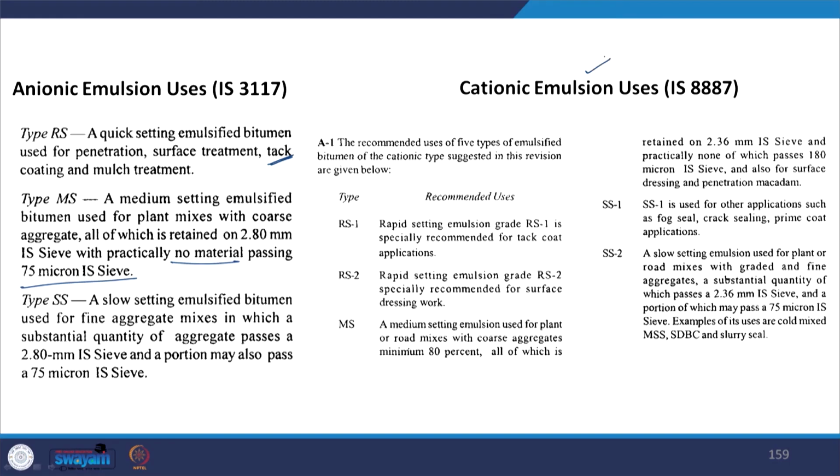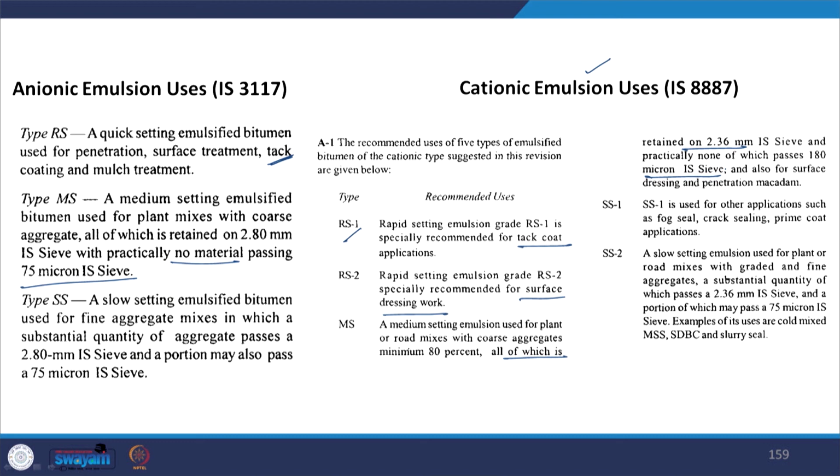Similarly, if you see cationic emulsion, we have 5 different grades. RS1 can be used for tack coat application, RS2 can be recommended for surface dressing work, and MS, medium setting, is used for mixes with coarse aggregates, all of which is retained on 2.36 mm sieve, and none passes 180 micron sieve, alright. So, this is what the code recommends.